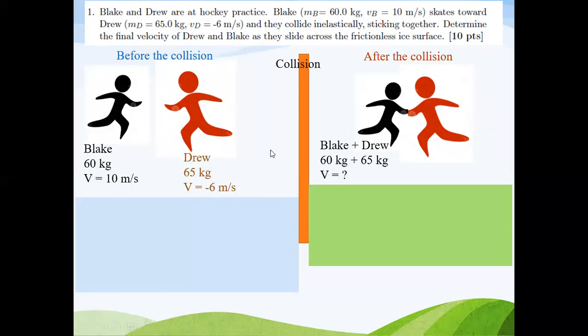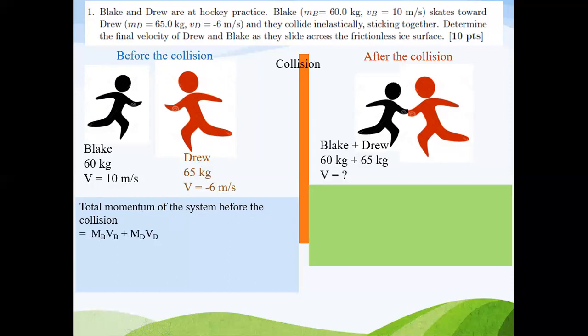All right, so the conservation of momentum means that the momentum stays the same, right? Before the collision and after the collision. So basically we need to find out what the momentum is before the collision in the system. As I mentioned here, the system means Blake and Drew. So let's calculate the momentum of the system before the collision.